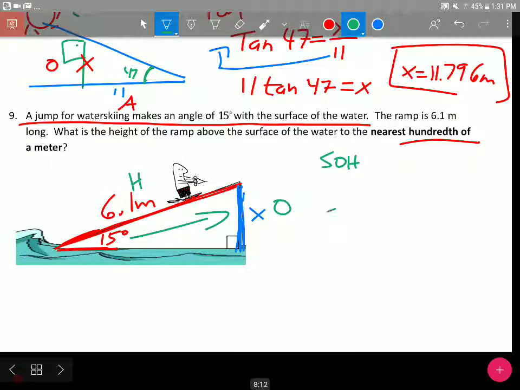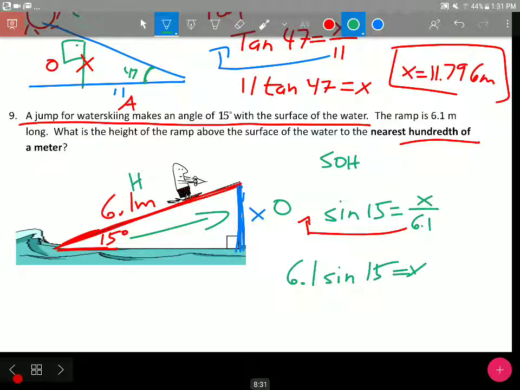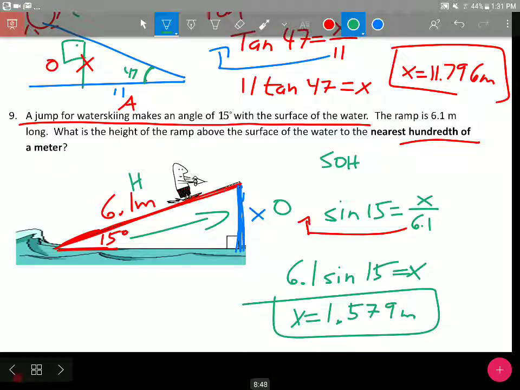So plug and chug. Sine of 15 equals opposite over hypotenuse. So dividing by 6.1, so we'll multiply it over there. 6.1, not 16.1. 6.1 sine of 15 equals x. And we'll go 6.1 sine of 15 equals x equals 1.579 meters. Kind of a low ramp, but hey, it works. 1.5 meters isn't too low. All right, let's just stop the video there.